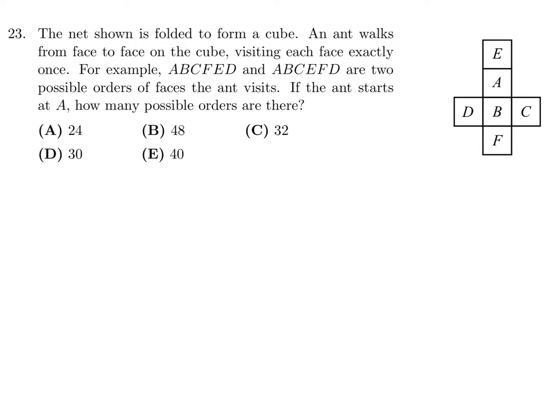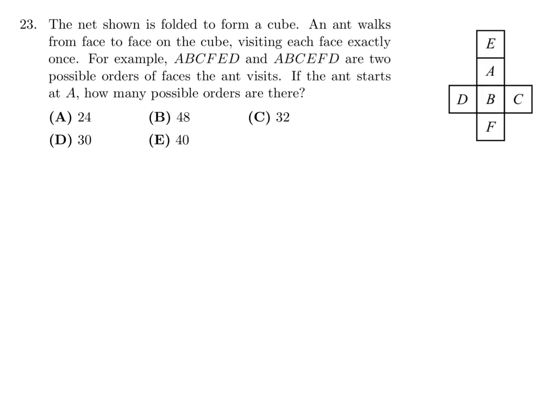The net shown is folded to form a cube. An ant walks from face to face on the cube, visiting each face exactly once. For example, A, B, C, F, E, D and A, B, C, E, F, D are 2 possible orders of faces the ant visits. If the ant starts at A, how many possible orders are there?